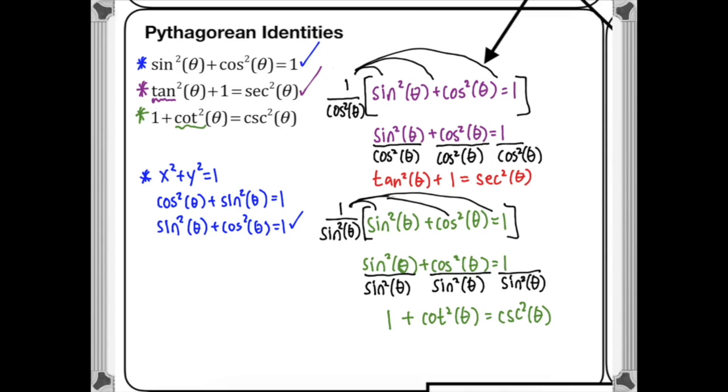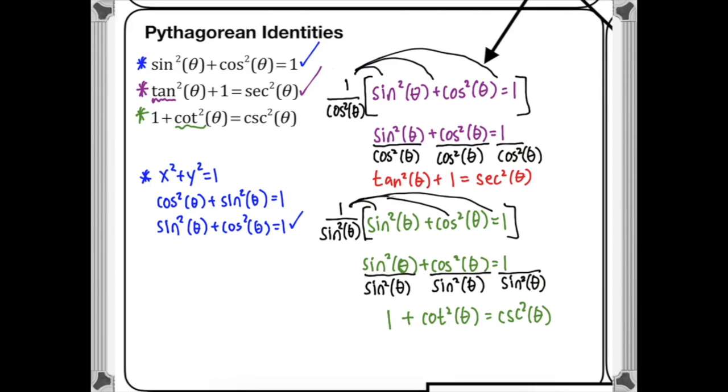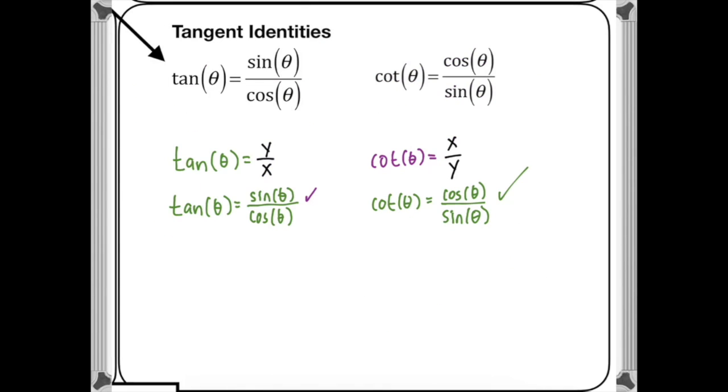Okay, so that brings us through our basic definitions, our Pythagorean identities, and our tangent identities. Next, we're going to introduce some other identities, and then take a look at how to use these trigonometric identities to rewrite something convoluted into something different, for whatever reason you may need to in the future. So see you in the next video.